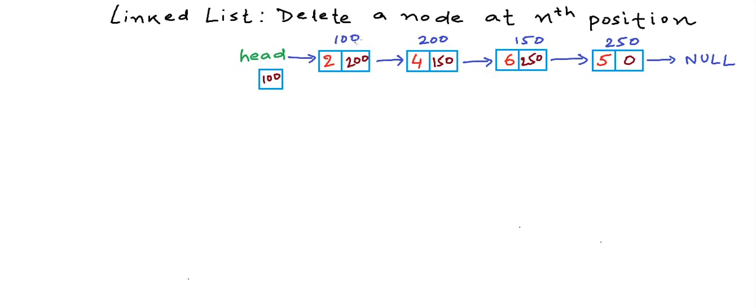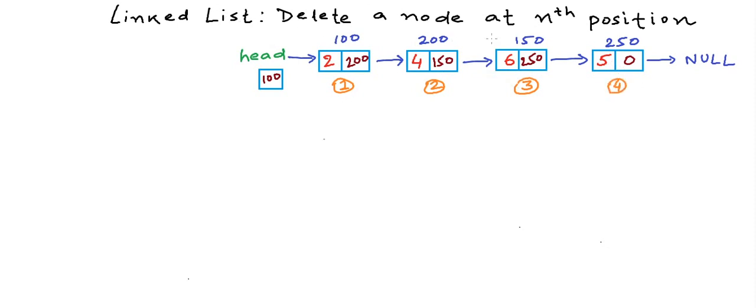We have 4 nodes in this list at addresses 100, 200, 150 and 250 respectively. So this is my example of a linked list of integers, and let's say we number the positions on a 1-based index. So this is the first node in the list, this is the second node, this is the third node, and this is the fourth node.